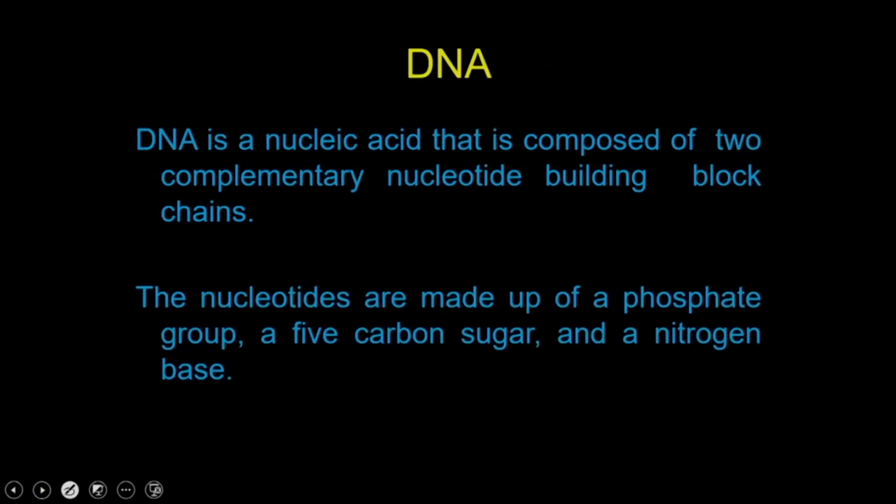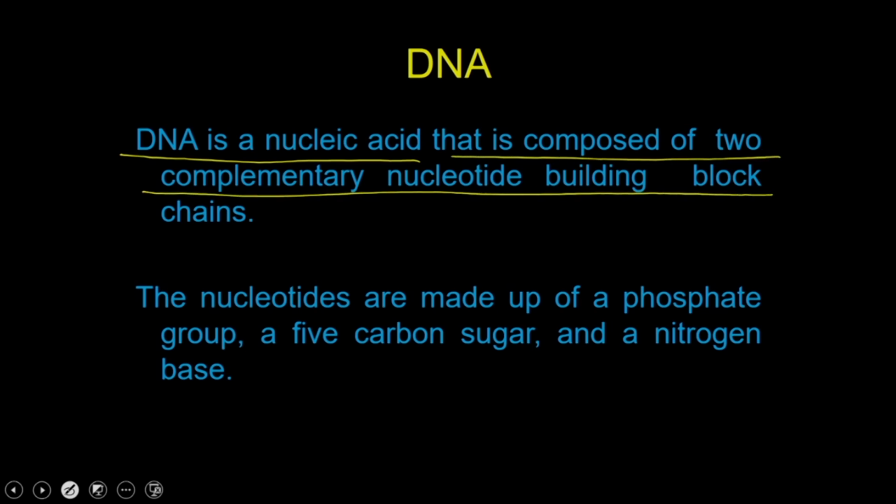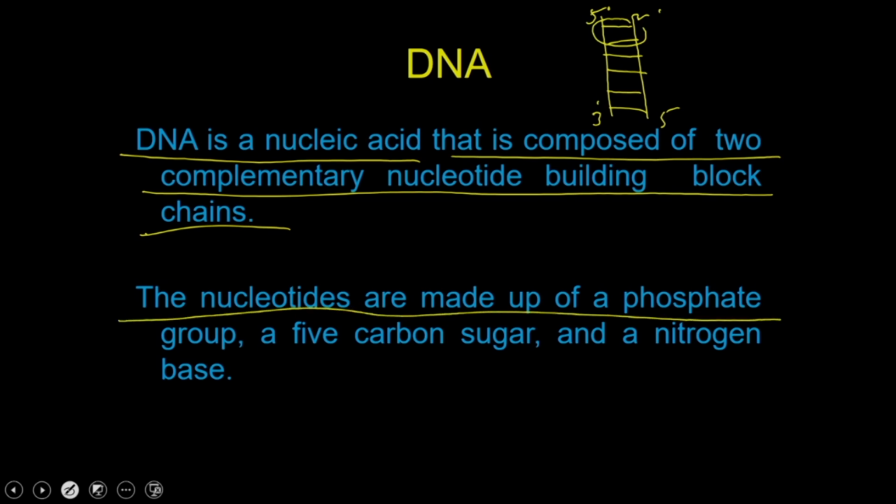So, DNA is a nucleic acid composed of two complementary chains of nucleotide building blocks, which means in a typical DNA you have two chains, one is 5 prime to 3 prime and the other is 3 prime to 5 prime. Both strands are connected through the nucleotides, and the nucleotides are made up of a phosphate group, a 5 carbon sugar and a nitrogen base.